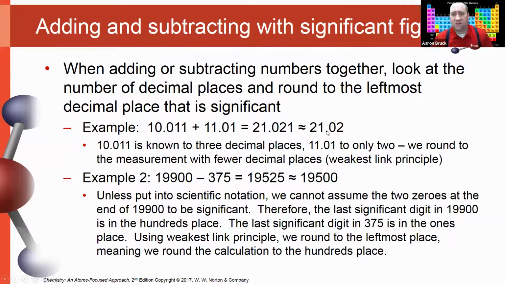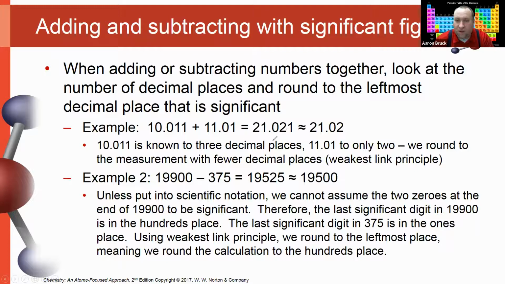Now let's look at these two here. When it comes to mathematical operations, there are two sets of rules: one that applies when we are adding and subtracting, and one that applies when we are multiplying and dividing. For adding and subtracting, here's where decimal place matters the most. When we are doing any kind of rounding, we want to pay attention to decimal place when we add and subtract. The easiest way to show this, I've got an example here: 10.011 plus 11.01.